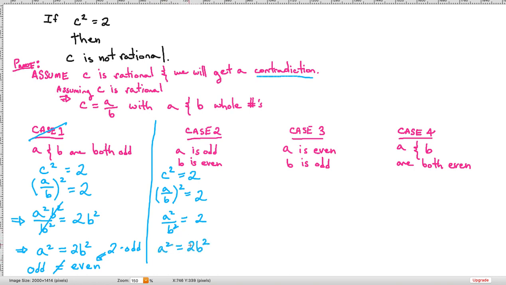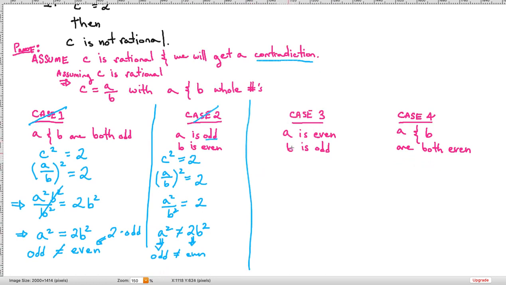And again, this equation tells us everything. An odd squared, since a is odd in this case, and b is even, and an even times 2 is even. So again I get an odd on this side but an even on this side, which cannot occur. So case 2 now cannot occur.